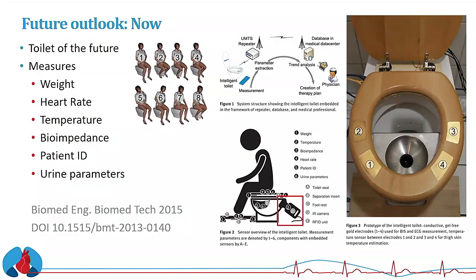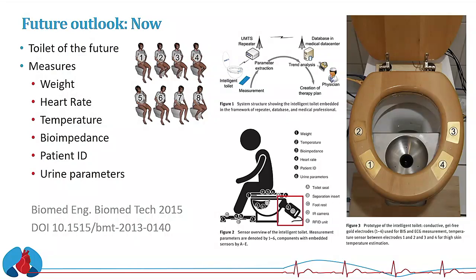So, the future outlook now. This is a paper which was not published in such a good journal, but somebody still published it. It is a toilet of the future, and it measures weight, heart rate, temperature, bioimpedance, patient ID. I assume that means they have some sort of RFID device either in their butt or in their pants. I don't know how it measures patient ID. Maybe it's a cheek scan, who knows.